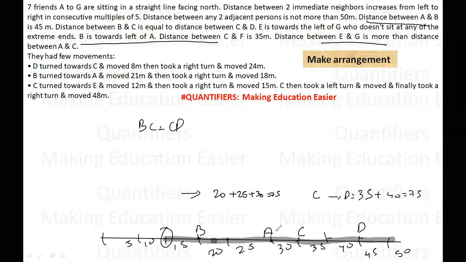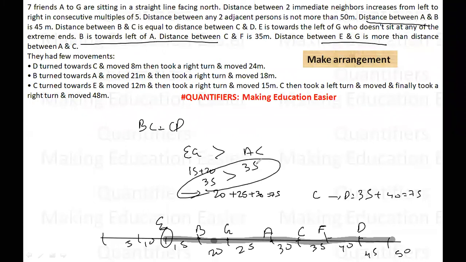Now it is given that C and F have a distance. F will anyway come here. There is no other possibility for F. Now I cannot use this spot because then I'll have to keep G here, which will make it the extreme end again. So let's eliminate that. I keep G here, and what is the other player? The other player is E. E will come here. Okay, E is to the left of G. Now distance between E and G is greater than the distance between A and C. So distance between E and G is 15 plus 20, 35, and distance between A and C is 30, which is actually greater. Okay, so this completes my arrangement.